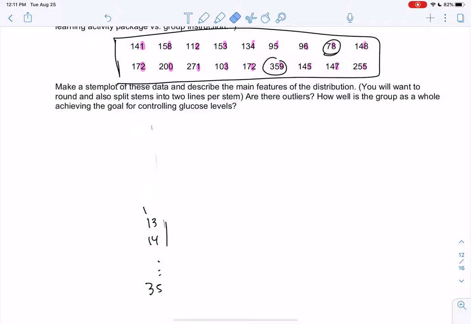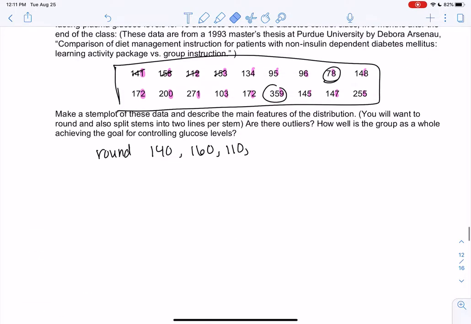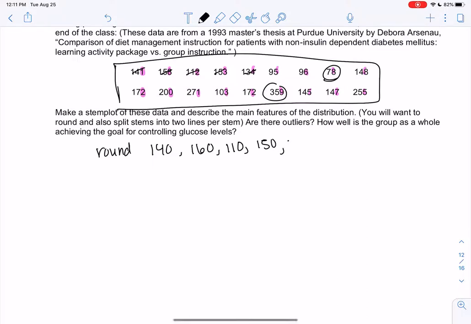So the trick in this one is to actually round the data first. Let's round the data: 141 would round to 140. We're going to round to the tens place. 158 would round to 160, traditional rounding rules. 112 would be 110. 153 would be 150. So anytime our stem plot is maybe too long, we're going to round the data to the next digit. 134 would be 130. 95 would be 100, because it rounds up. 96 would round up to 100. 78 goes up to 80, and 148 goes up to 150. I'm following the traditional rounding rules: 0 through 4 stay the same, 5 through 9 go up.